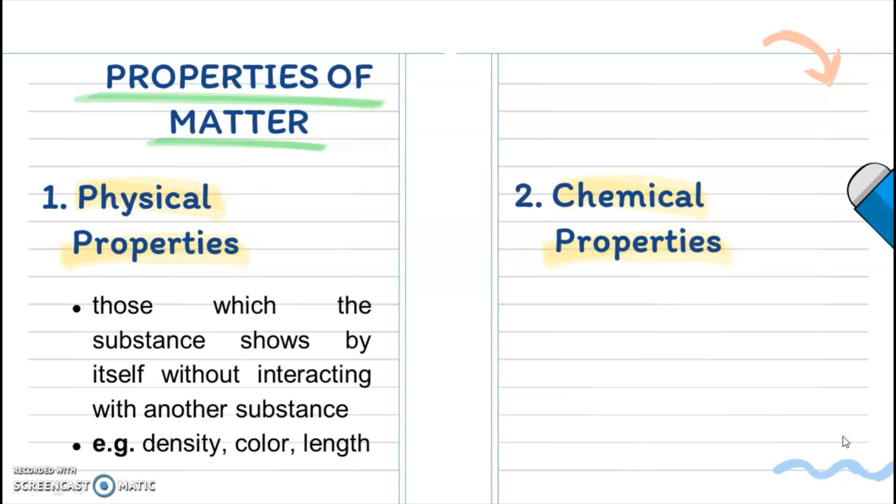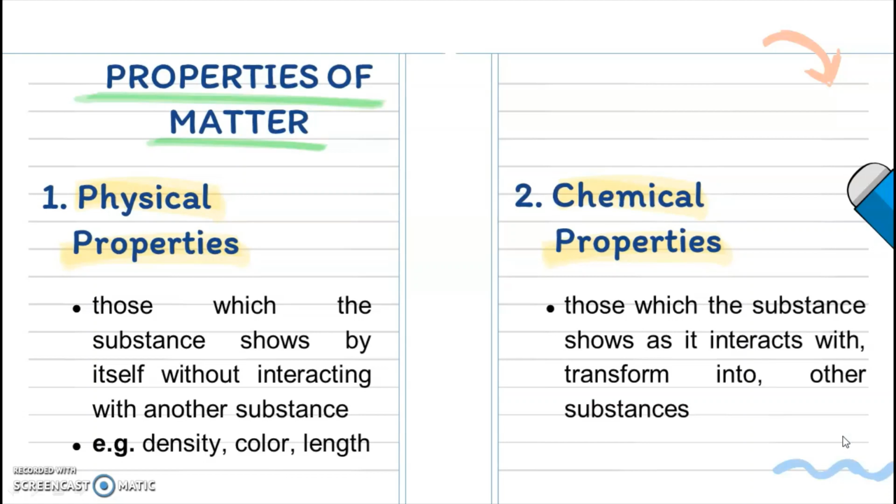Kahit hindi natin siya i-compare with another substance, alam naman natin na ang color niya will be yellow. Another is chemical properties. Those which the substance shows as it interacts with, transform into other substances. Examples are reactivity and flammability. So, for example, we have sulfuric acid. Hindi natin malalaman yung kanyang reactivity if you will not compare it with another substance, such as water.